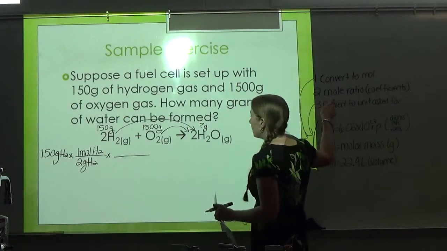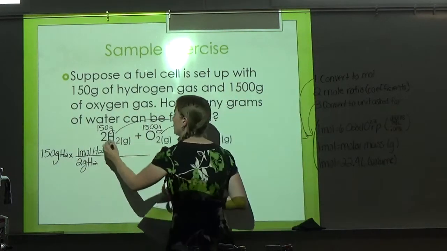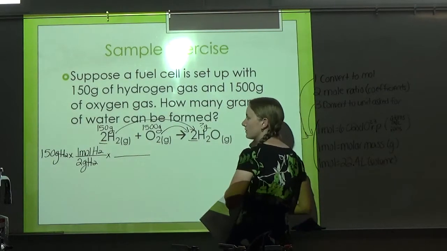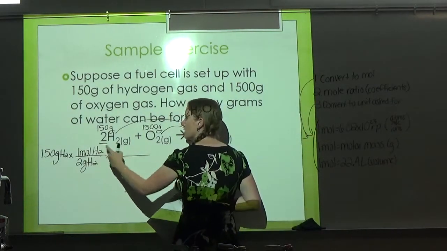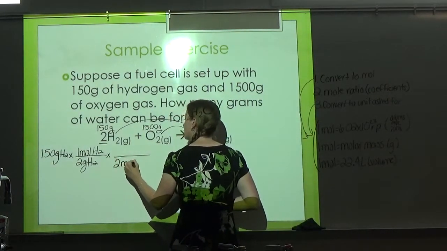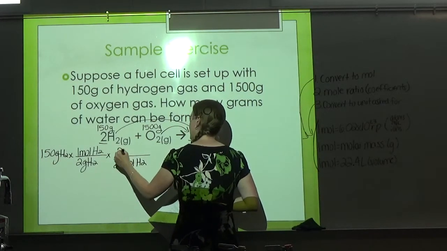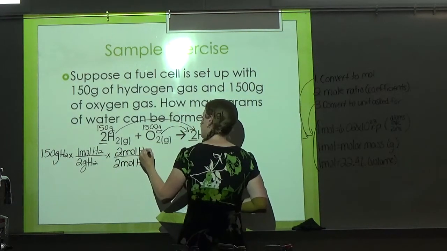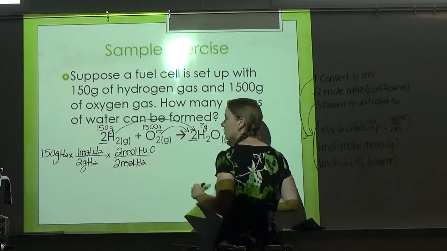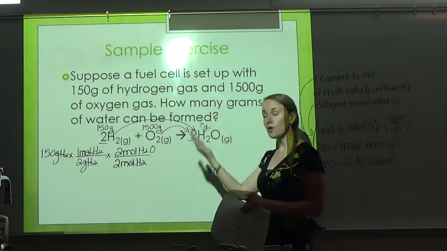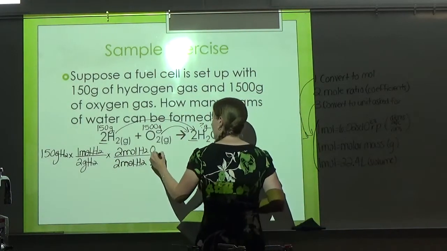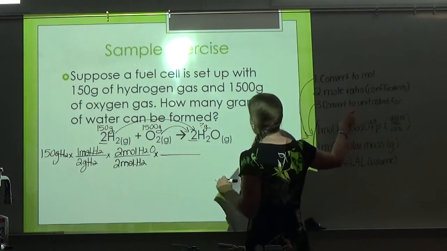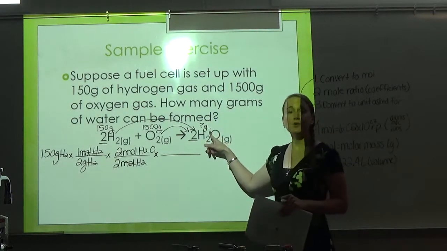Step 2 is mole ratio. So I can see that 2 moles of hydrogen makes 2 moles of water. But since hydrogen's on top, I'm going to put the 2 moles of hydrogen on bottom, making 2 moles of water on top. So my moles of hydrogen cancel, and now I've successfully gone over to water instead. Then step 3 is to convert to unit asked for. Well, this time they asked me for how many grams of water.